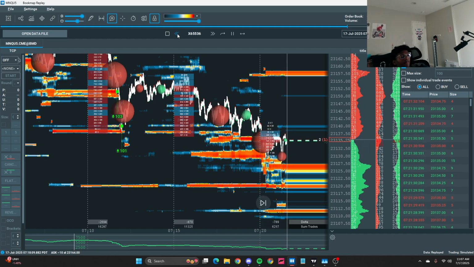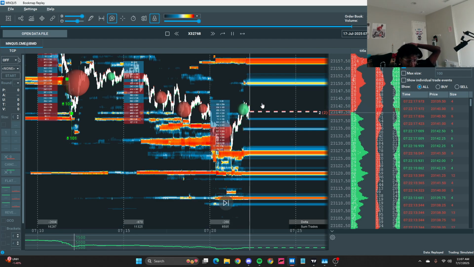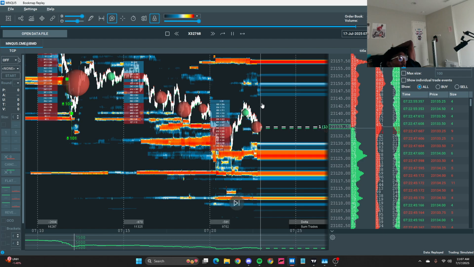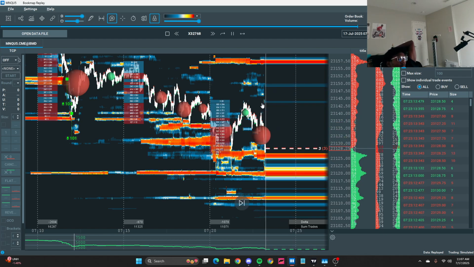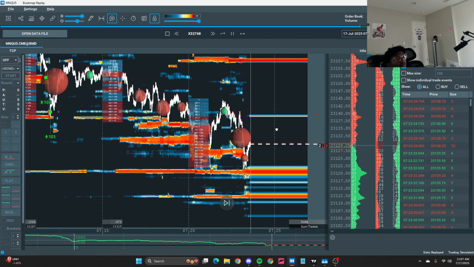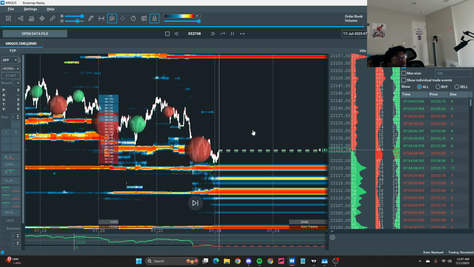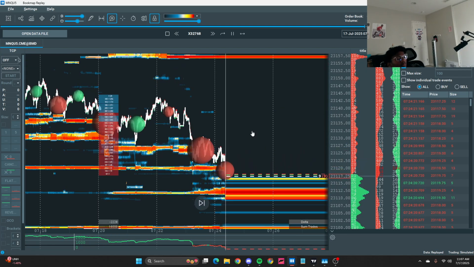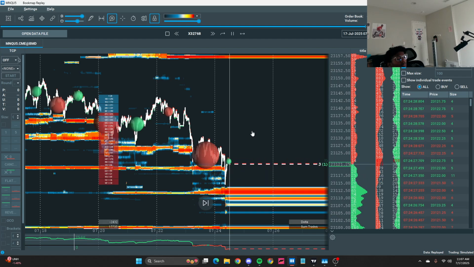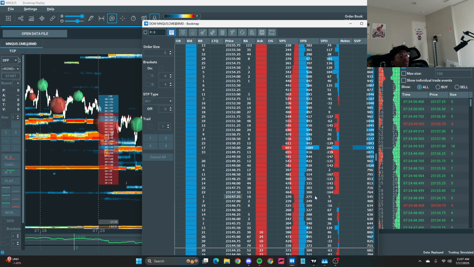Let's see what happens when we hit 120. So pretty much the strategy is just watching the order flow, watching the relationship between buyers and sellers right now. All right, 120 already, let's go. Boom, we hit 120. Let's look at the DOM. Let's see what the DOM is telling us.